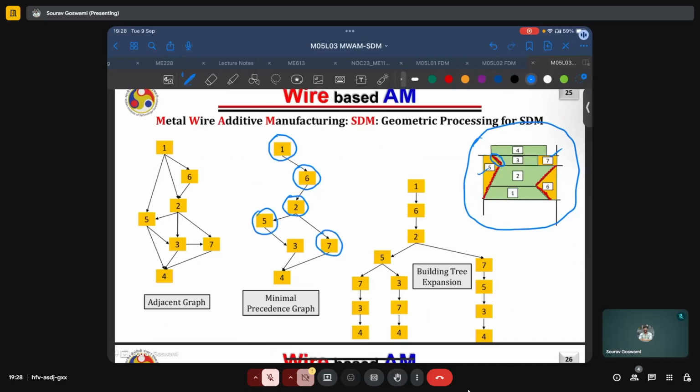After depositing 5, we can have 3. 3 and 7 must be deposited independently of each other. However, both are required for the deposition of 4. And this can be expanded into this building tree, which shows us a sequence of steps depending on the choices we make. The adjacency graph shows us which segments are connected to which other segments.